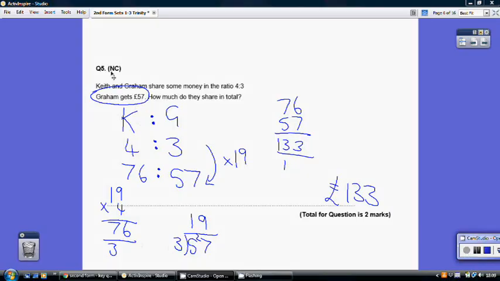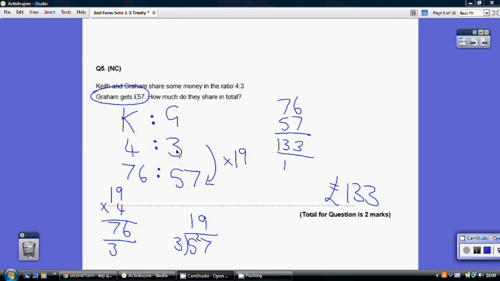Question 5, again non-calculator. Keith and Graham share some money in the ratio 4 to 3. So Keith to Graham is 4 to 3. Now you've got to read the words carefully. We've been told that Graham gets £57, not that they're sharing £57 between them. Graham gets £57, so the £57 goes in Graham's column.